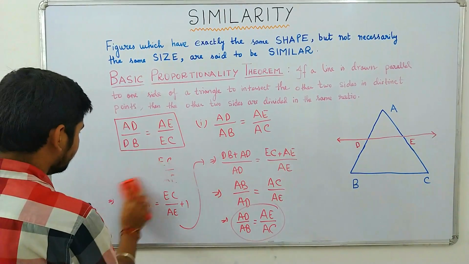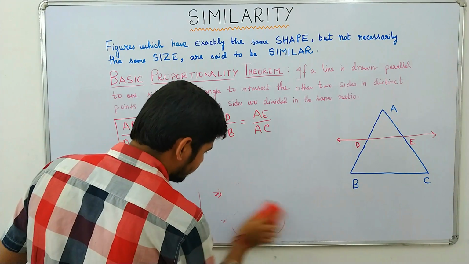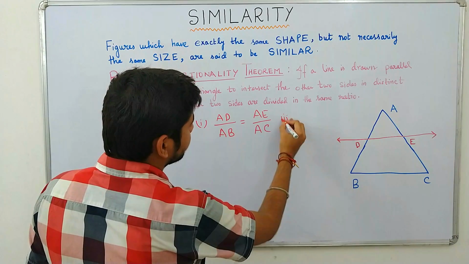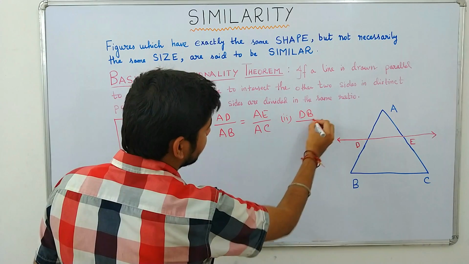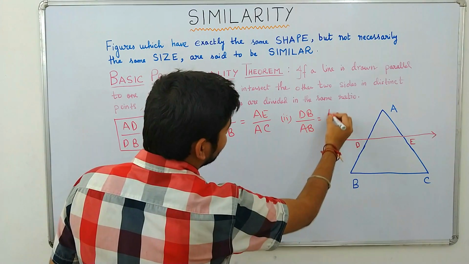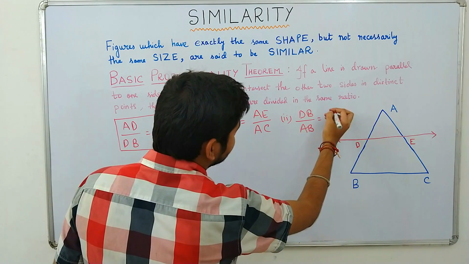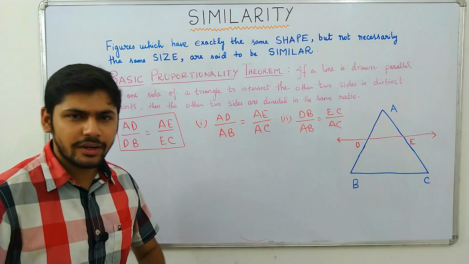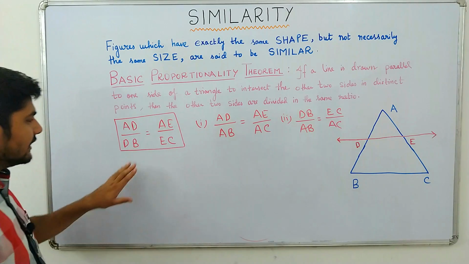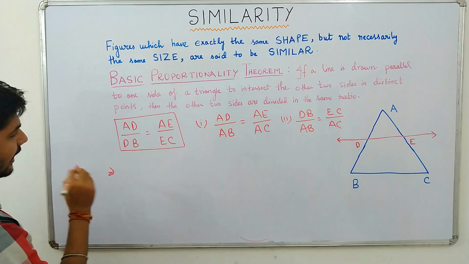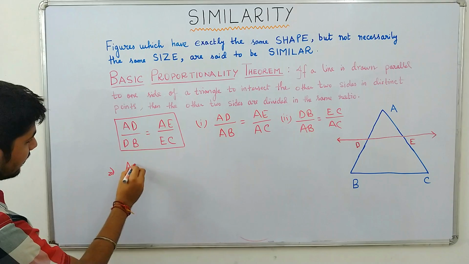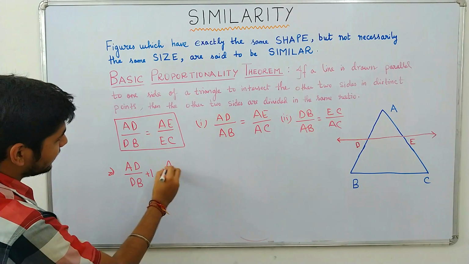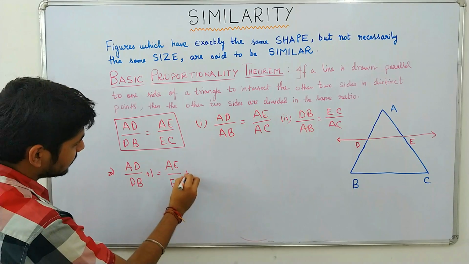Now we'll move on to the second deduction. The second deduction is DB divided by AB is equal to EC divided by AC. Let's do this. We will do it the same way. If basic proportionality theorem holds, this will be true. Now I'll add 1 to both the sides. Therefore, AD divided by DB plus 1 is equal to AE divided by EC plus 1.